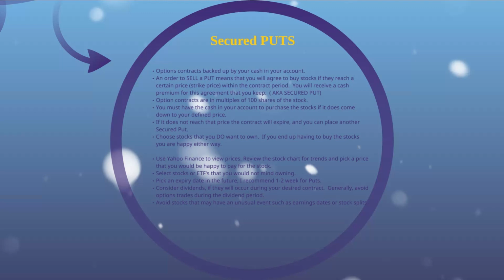So you're going to want to choose stocks that you do want to own. If you end up having to buy the stocks, you'll be happy either way. Use Yahoo Finance to view prices, review the stock chart for trends, and pick a price that you would be happy to pay for the stock. Select stocks or ETFs that you would not mind owning. And pick an expiry date in the future. For puts, I recommend 1 to 2 weeks.